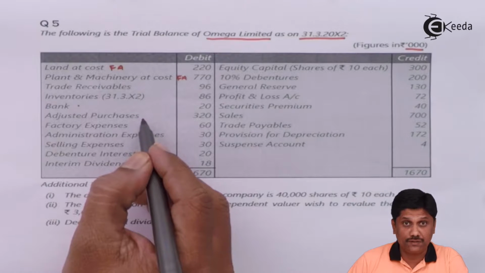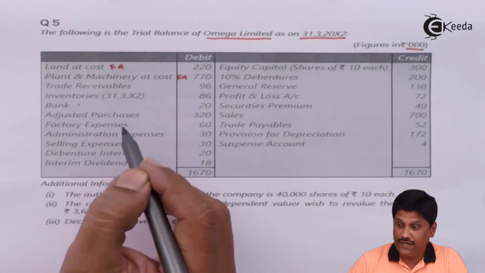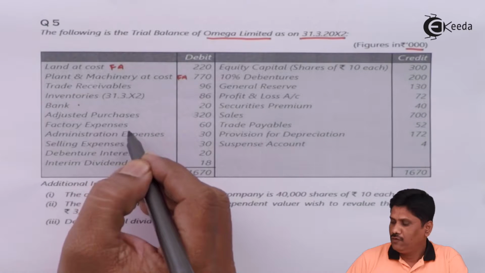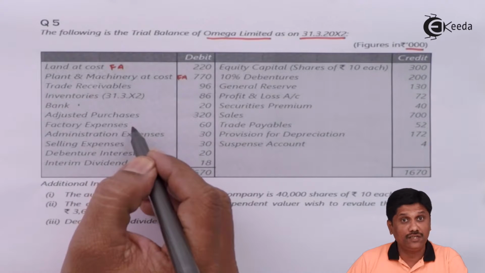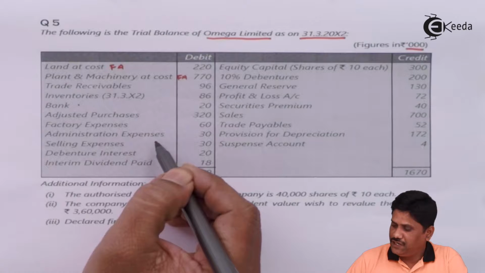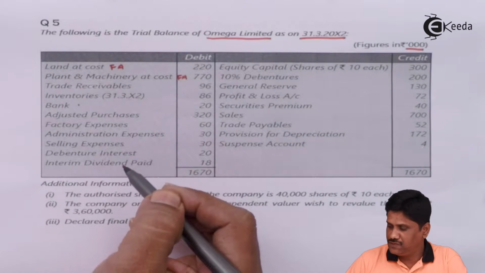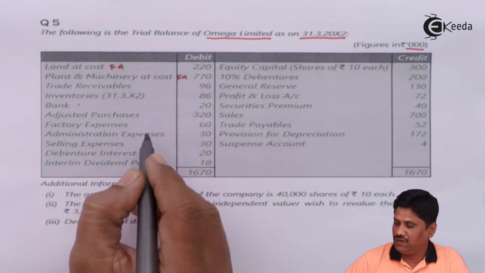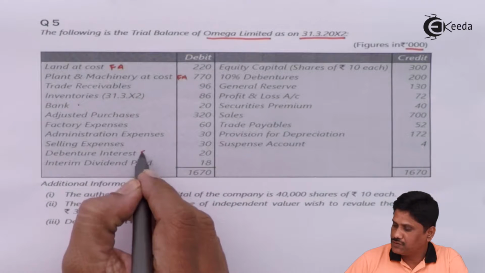Adjusted purchases, they have given you purchases which are adjusted. It will come in your P&L account as purchases. Factory expenses will come as your other expenses. Administrative expenses will come as your other expenses. Selling expenses will come as your other expenses. Debenture interest will come as your finance cost.